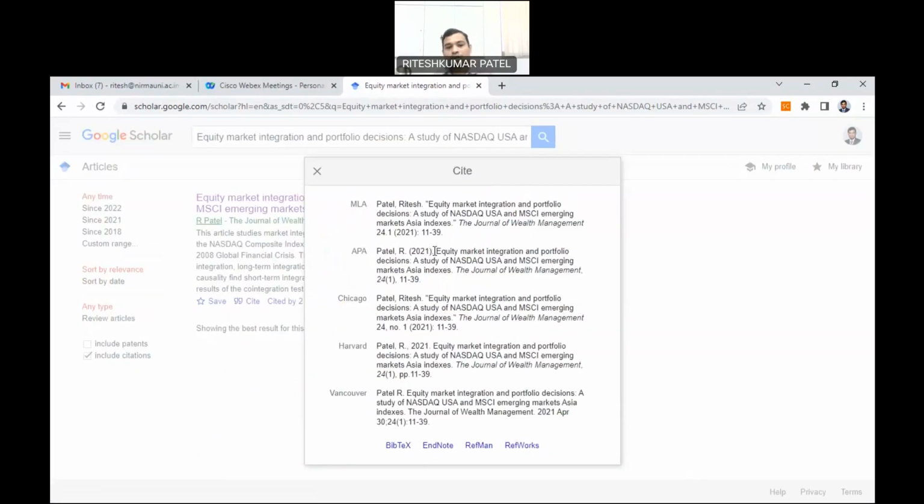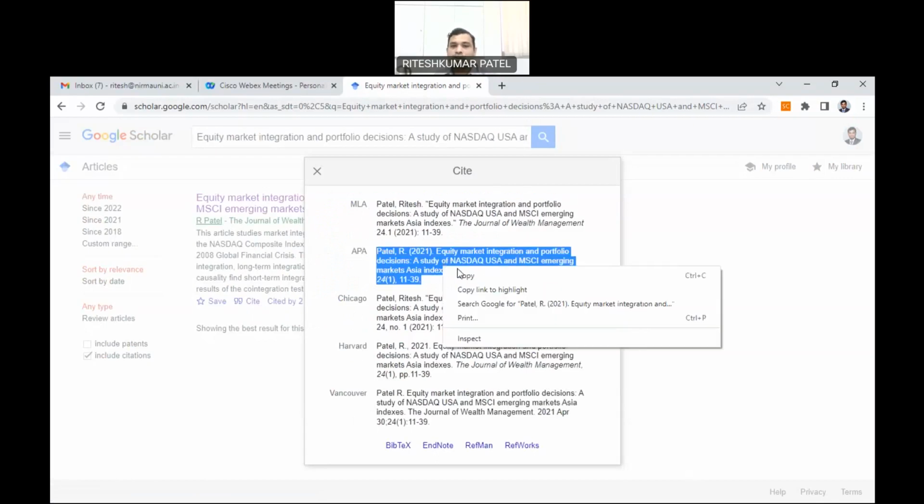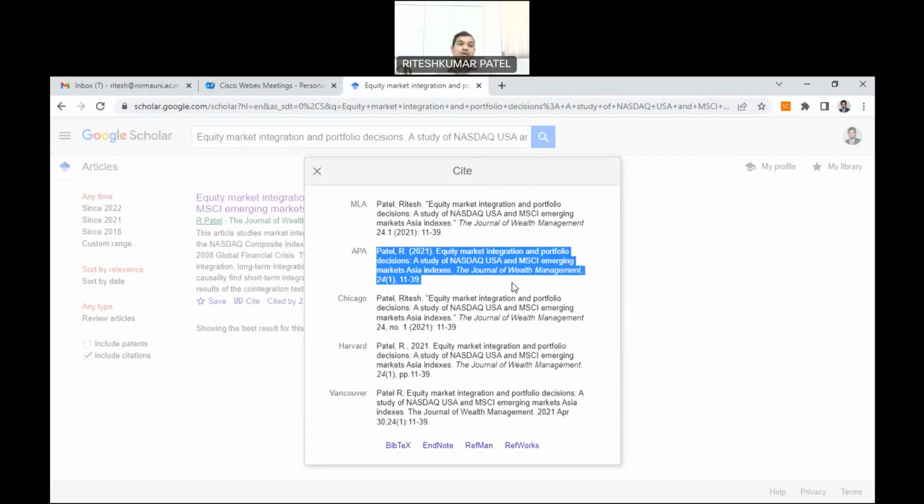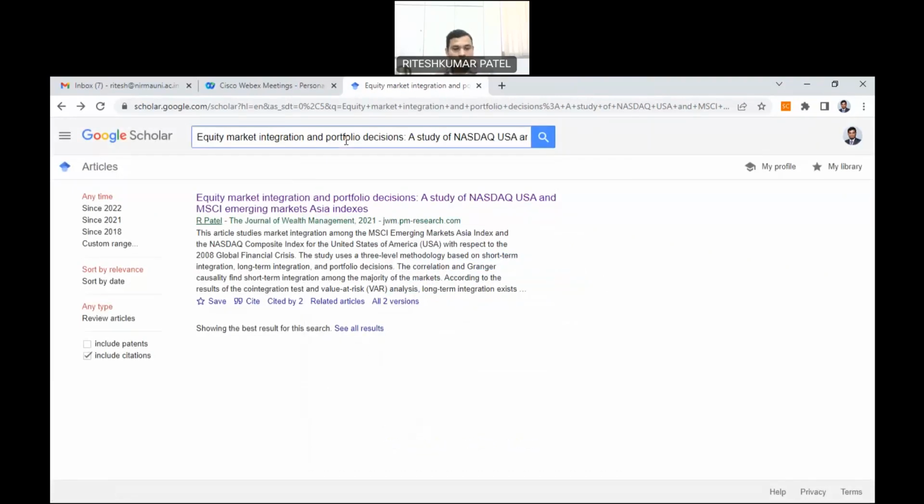The moment I click on cite, I have available options over there. There are 5 styles in which the references are available. First is MLA style, second is APA, third is Chicago, fourth is Harvard, and fifth is Vancouver. So in all these styles, I will be able to get my references very easily. I can copy it and then I can paste it. This is the easiest way to get the reference of the paper rather than typing it or putting it in a Word file. You need to copy the paper title and then you can have it.